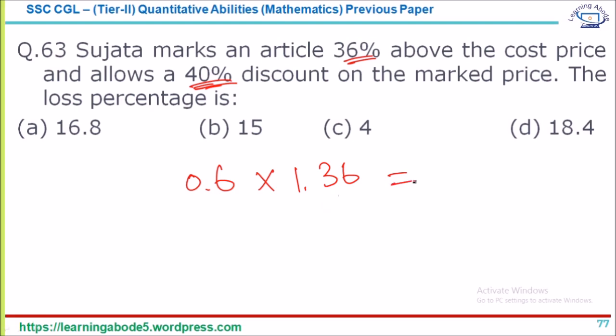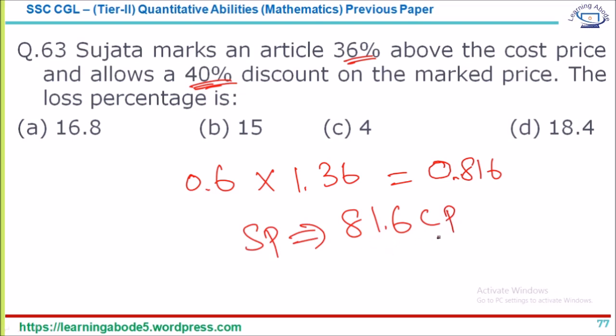Now that is equal to 0.816. In terms of percentage, it is 81.6. So the price at which it was sold, the selling price, is 81.6 of cost price. So what is the difference? If cost price is like 100, now 81.6, the loss is 18.4, which is option D.